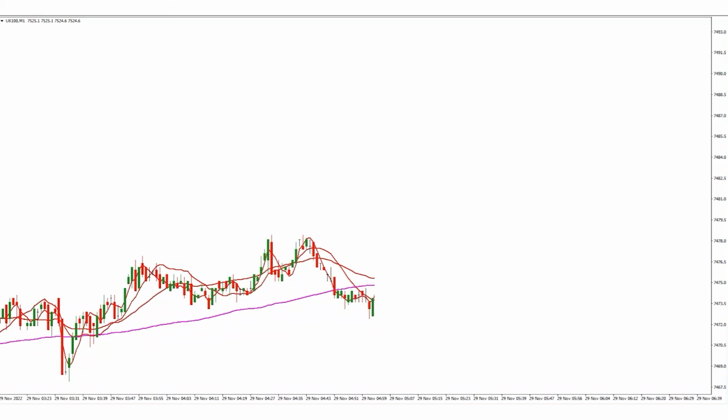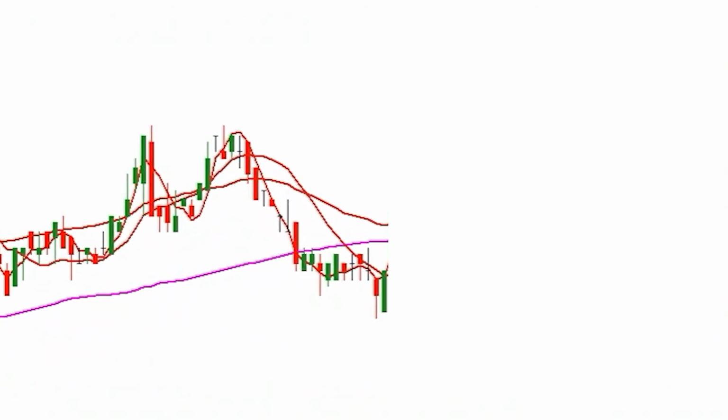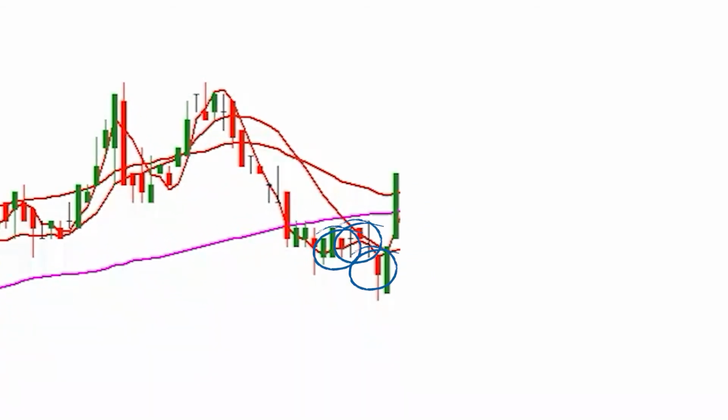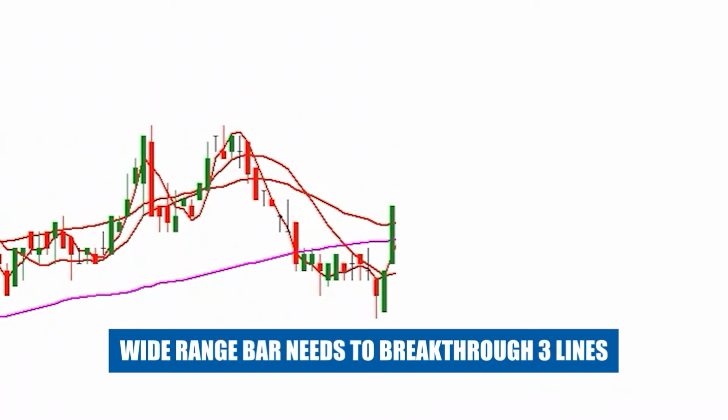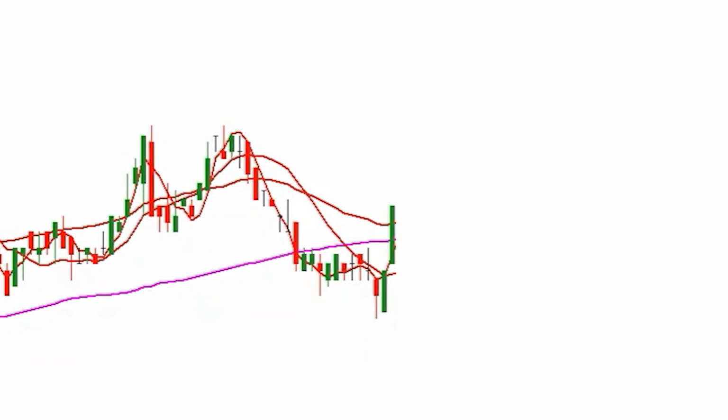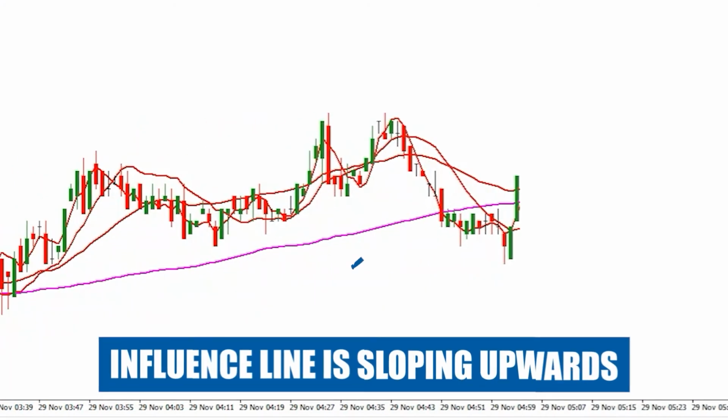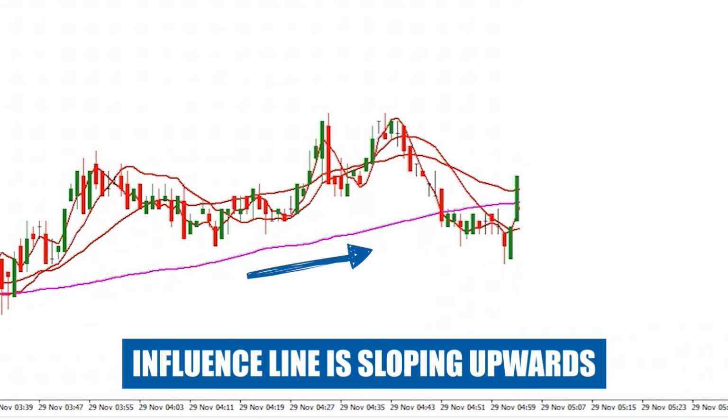Remember, based on step 1, we're looking for prices to move up. Here's how simple this system is to use. Firstly, we need to find a wide range green bar. The way you can tell it's wide range is that the surrounding bars will be significantly smaller. Secondly, the wide range bar needs to break through at least 3 of the 4 lines on the chart, which ultimately signals price passing through multiple time frames, which makes our entry that much more powerful. And finally, we need to make sure that our influence line is sloping in the right direction. As you can see, it is sloping upwards.